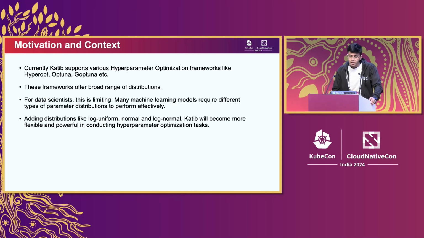The main motivation behind this project was that currently Katib supports multiple hyperparameter optimization frameworks like Hyperopt, Optuna, etc. And these frameworks offer a broad range of distributions. However, Katib only supported the uniform distribution for parameters like integers, floats, etc. For many data scientists, this is very limiting, and many machine learning models require different types of parameter distributions. For example, learning rates perform better with a log uniform distribution.